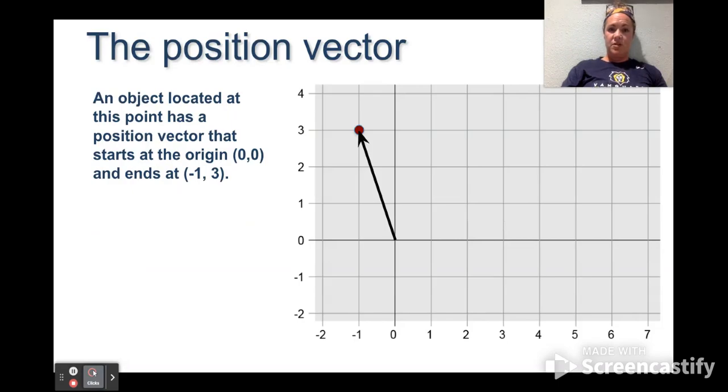The position vector is when we connect from the origin to a point. The object is located at this point and it has moved, right, from the origin. And so now we have an arrow that represents a vector, and vector is motion. It is directional, and it is something's moving, and this is the vector. It has direction.